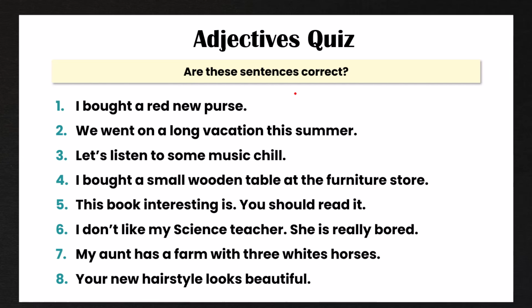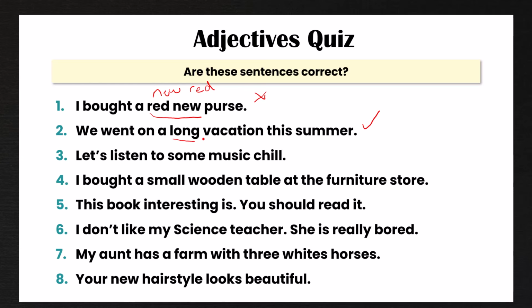Number 1, the adjective order is incorrect. I bought we should say new red purse. Because with the adjective order, the age comes before the color. Number 2 is correct. We went on a long vacation this summer. We have the adjective long before the noun vacation.